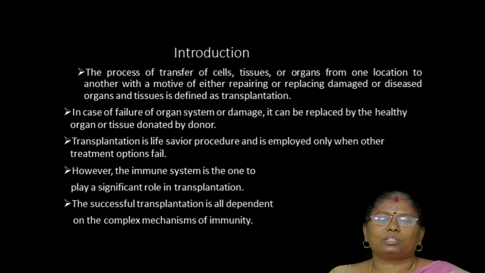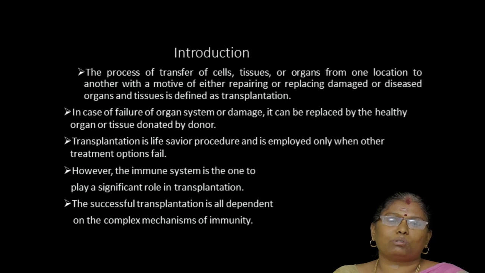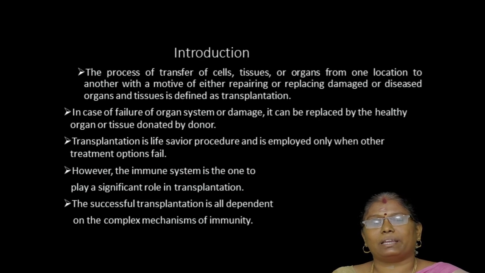Today we are going to see about transplantation immunology. First we see about the introduction. Transplantation is nothing but the transfer of tissues or organs from one individual to another individual. In case of failure of an organ or tissue, it can be replaced by a healthy organ or tissue donated by the donor. Transplantation is a lifesaving process. It is employed whenever the treatment options fail. The immune system plays a significant role during the transplantation mechanism. Successful transplantation is dependent on the complex mechanism of the immune system.